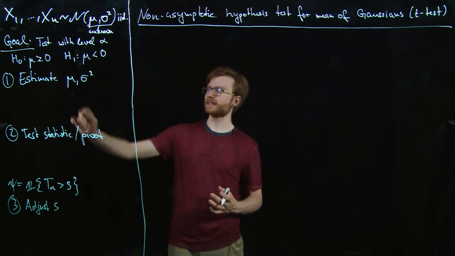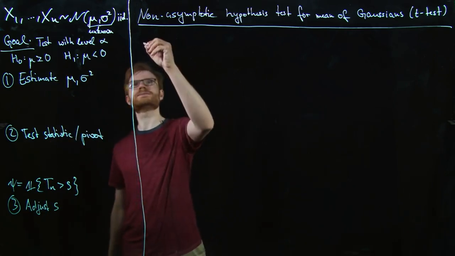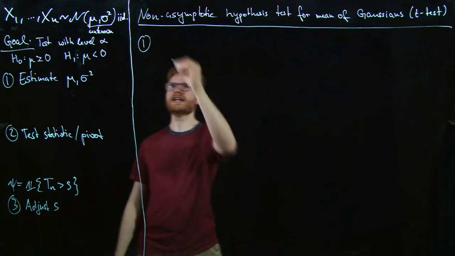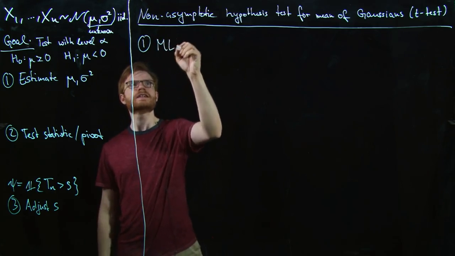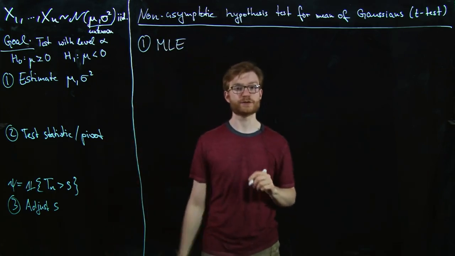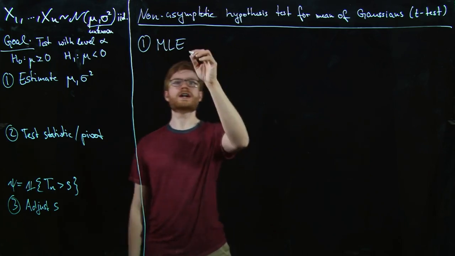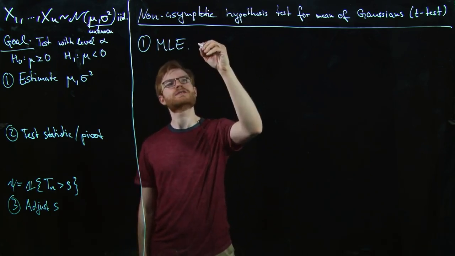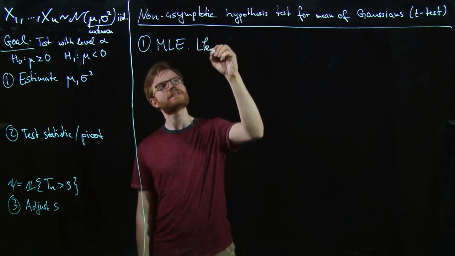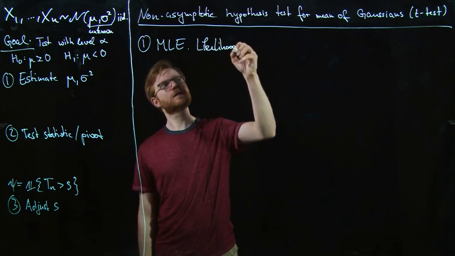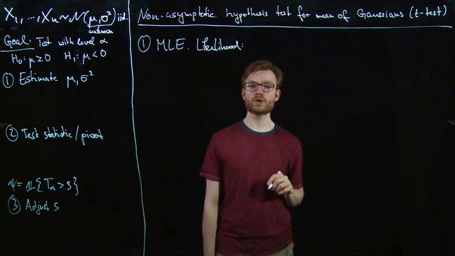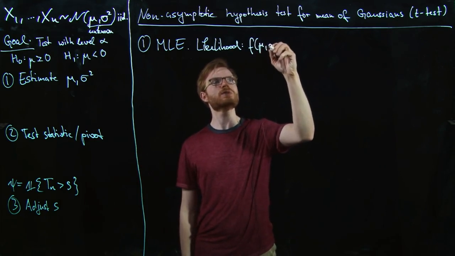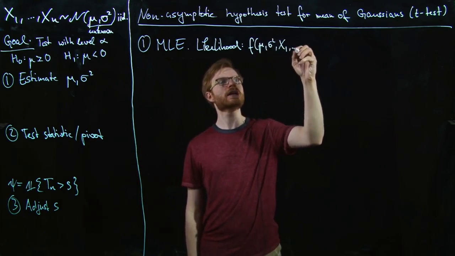As a quick warm-up, let's do step number 1. And we'll make our lives easy and just say, let's take the maximum likelihood estimator for mu and sigma squared. Now, remember, and I'm abbreviating with MLE, maximum likelihood estimator. Remember, how does that work? I write down the likelihood for observing the data x1 to xn. Let's call it f, depending on mu, sigma squared, and x1 up to xn.